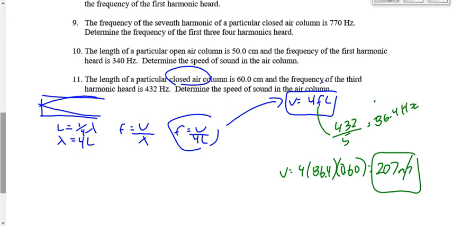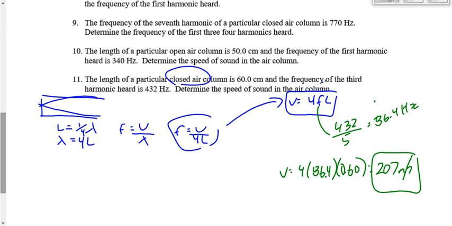Right? Always go through the first. We've got a fifth harmonic of 432. Then get the first. Whether you use V over 2L, V over 4L, or whether we just divide it by 5, get the first harmonic. And then do your work with the equation for the first harmonic. It's not the only way to do it, but it is, I think, the easiest way to do it.